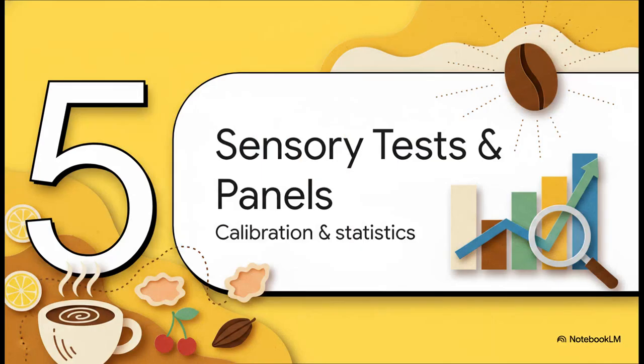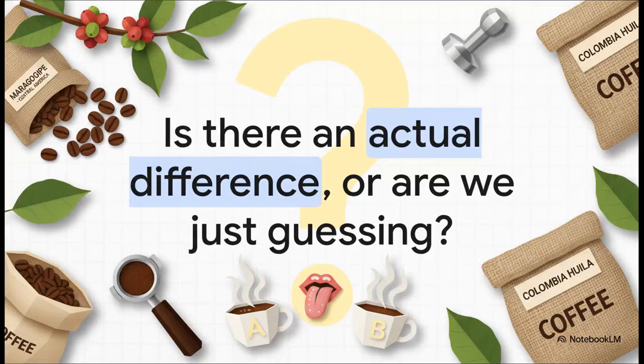Finally, we reach Part 5, sensory tests and panels, calibration and statistical output. To understand why we go through all this trouble, we have to ask a simple yet critical Socratic question. Is there an actual difference in the coffee, or are we just guessing? Let's say you run a coffee roastery, and a bad crop forces you to replace the Marigoupe from Central America with a Colombia Huila in your flagship blend. You need to know objectively if your customers will actually notice the difference, right?